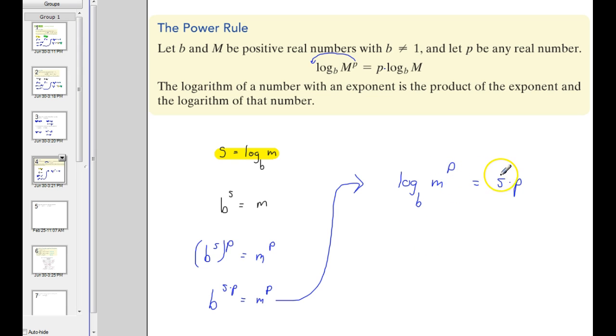Alright, and the last thing I'm going to do, twofold. One is replace s with log base b of m. And the other is just switch the order. S times p equals p times s. So I'm going to write this as the log base b of m to the p equals p times, and then s I'm replacing with the log base b of m.